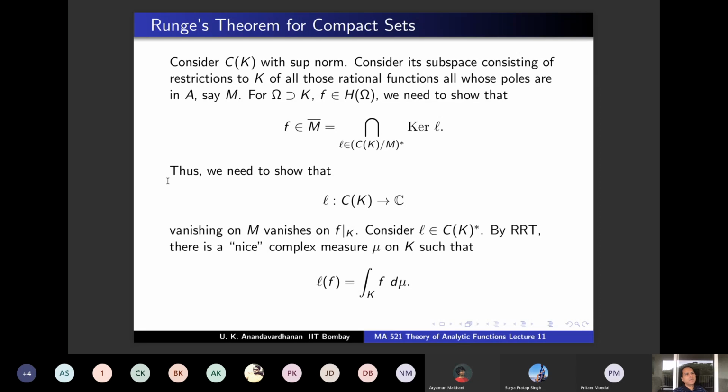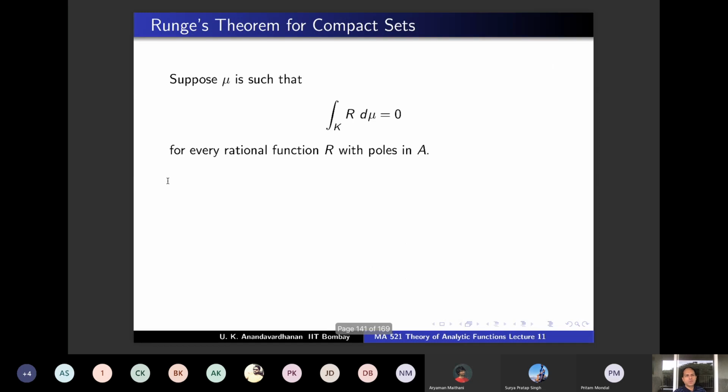So if the integral of F d mu is 0 for all those rational functions whose poles are all in A, then we need to show that the integral of F d mu is 0. So we have to show that, suppose mu is such that the integral of R d mu is 0 for every rational function R with poles in A, then the integral of F d mu is 0, where F is a holomorphic function on omega. Is the strategy clear? This would have shown that F belongs to M bar.